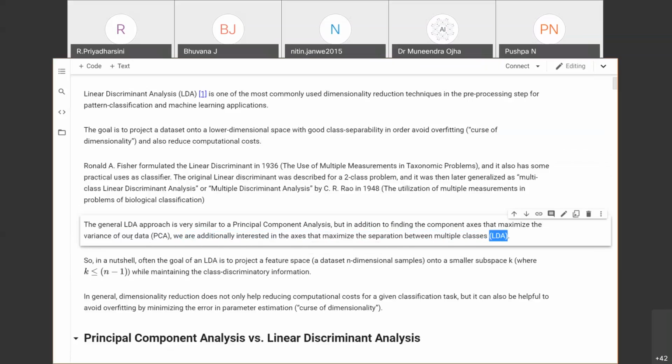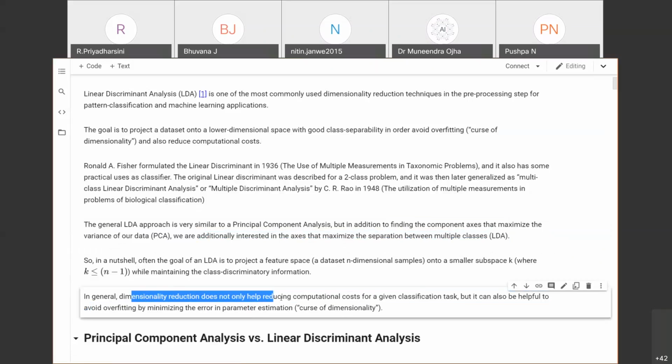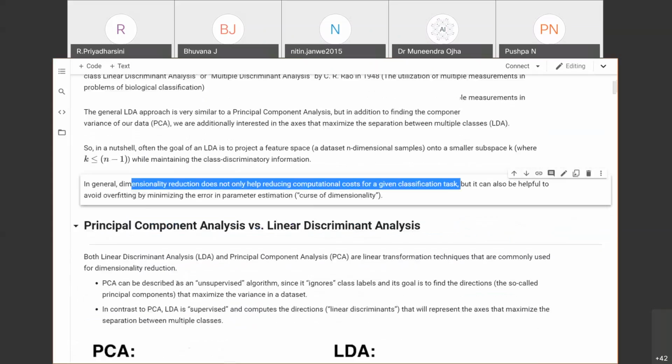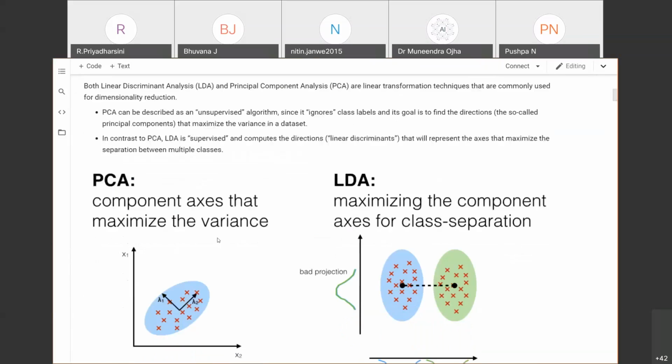I'll just read it again so as to emphasize how we are different from PCA. Finding the component axes that maximize the variance of our data was the job of PCA. Here in LDA, we are additionally interested in the axes that maximize separation between multiple classes. In general, dimensionality reduction does not only help reduce computational cost for a given classification task, but it can also be helpful in avoiding overfitting. Now you see how these two are different.